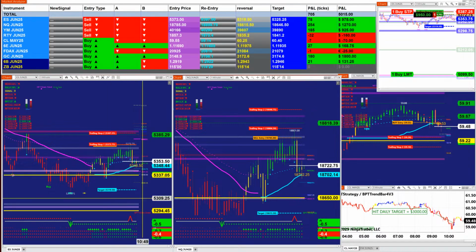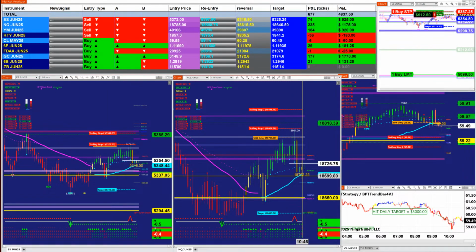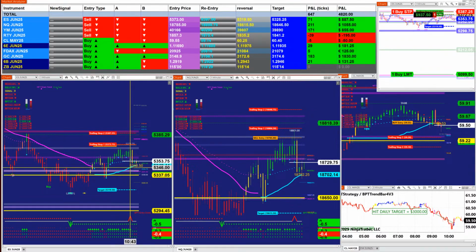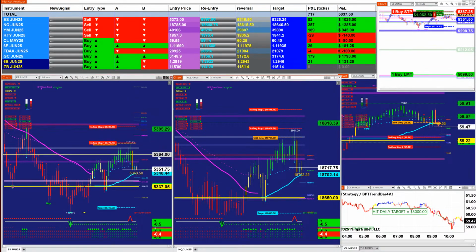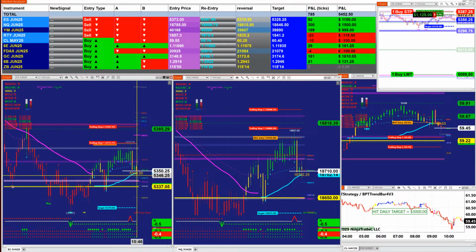You can see how the wick hit this number, and you can see how the wick hit that number. You see? The market respects that. Very simple.